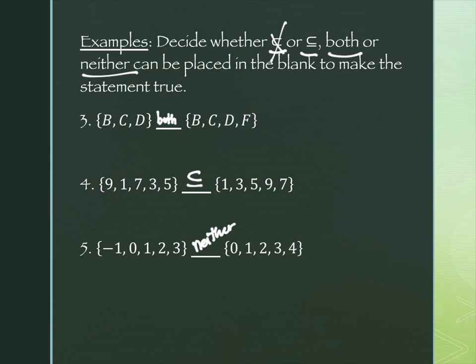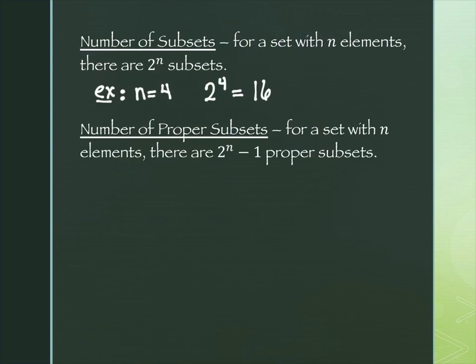So if we booted that one out, we would have all the proper subsets. Well, booting that one out simply means removing one of the 16. So if I take away the one that's got everything, then I'd have the number of proper subsets. So the number of proper subsets for my n equal to 4 would be 2 to the 4 minus 1. 16 minus 1, or 15.